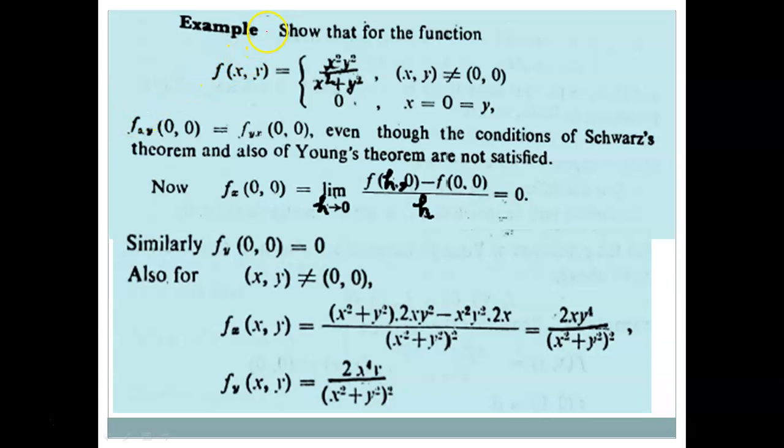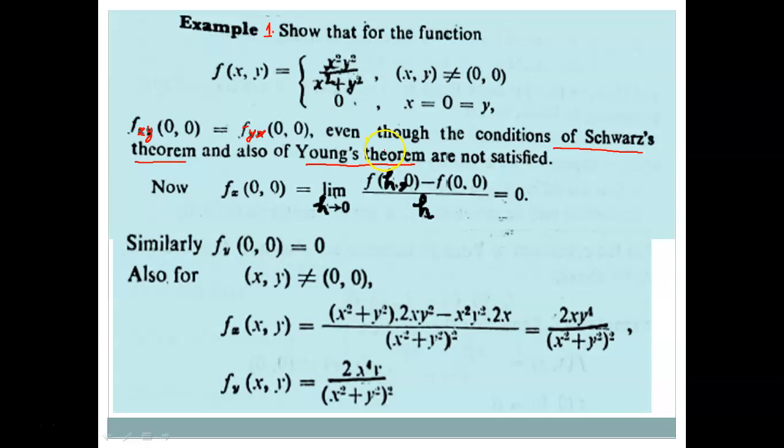The first example is here. Show that for the function f(x, y) equal to x squared y squared divided by x squared plus y squared, when (x, y) is non-zero, and it is 0 when x equal to y equal to 0, then for this function we have to show that f_xy equal to f_yx at the point (0, 0), even though conditions of Schwarz theorem and also Young's theorem are not satisfied.